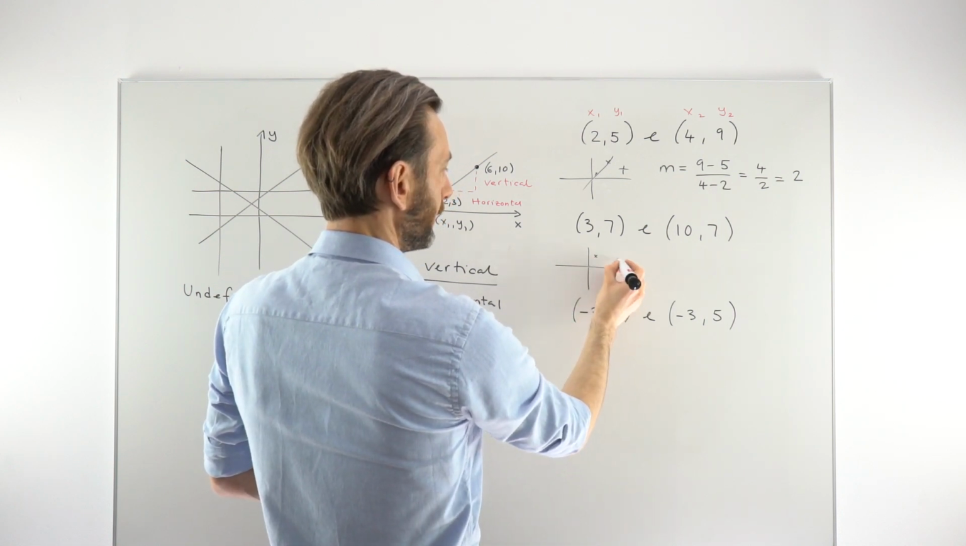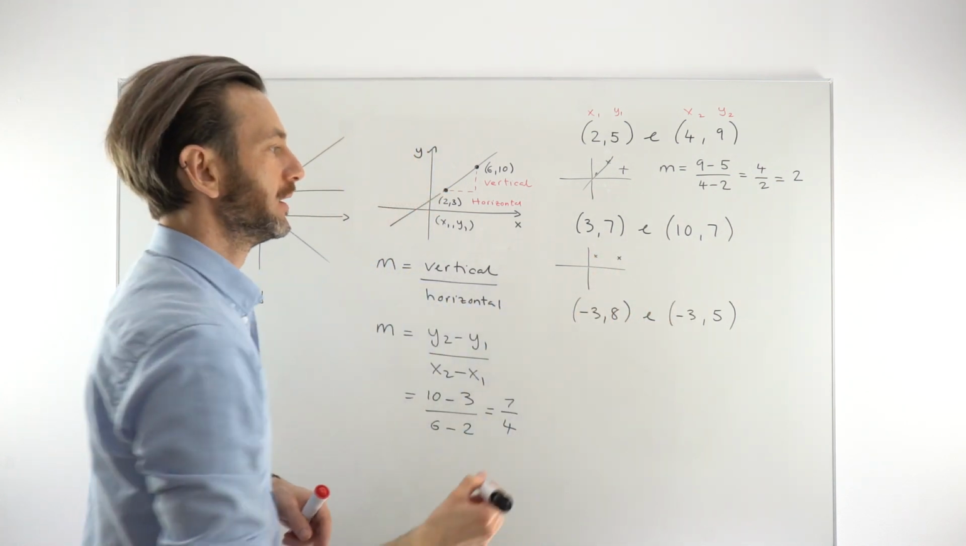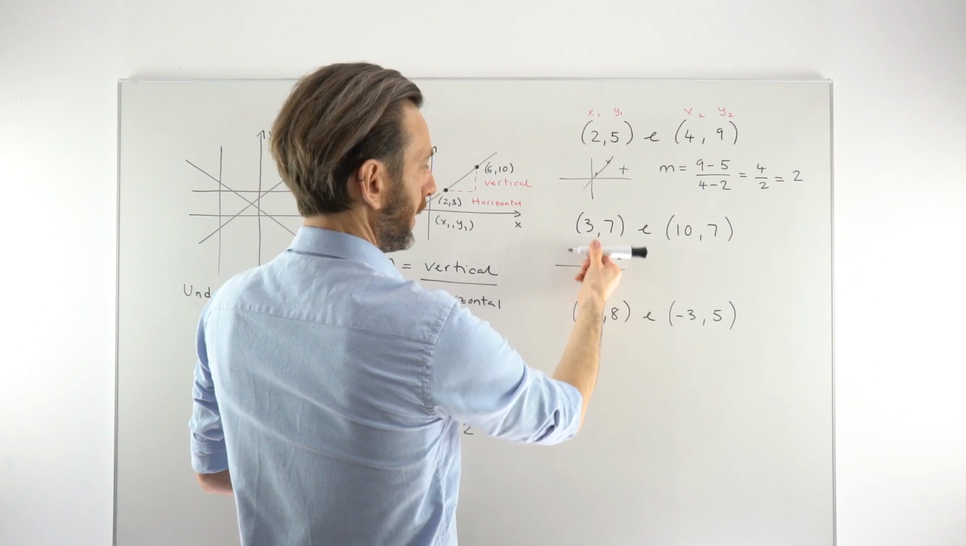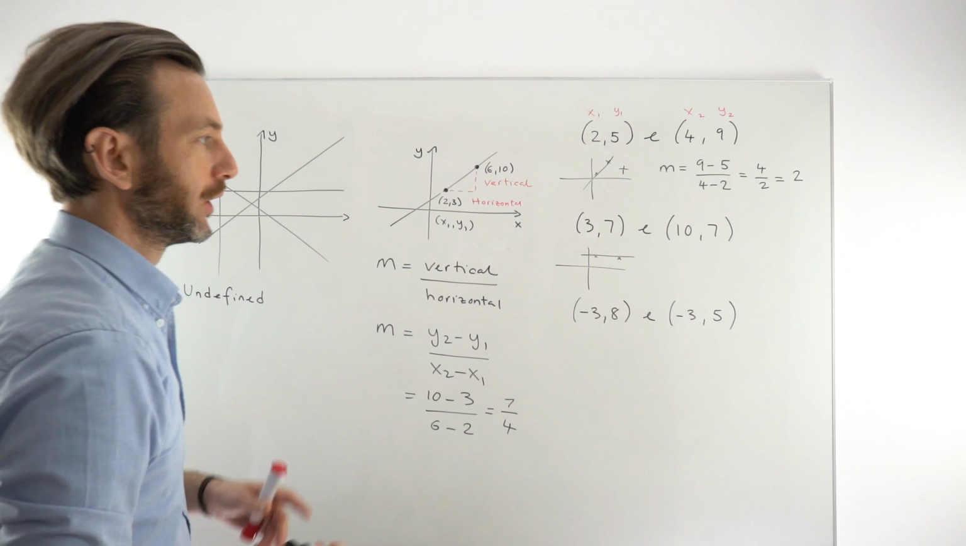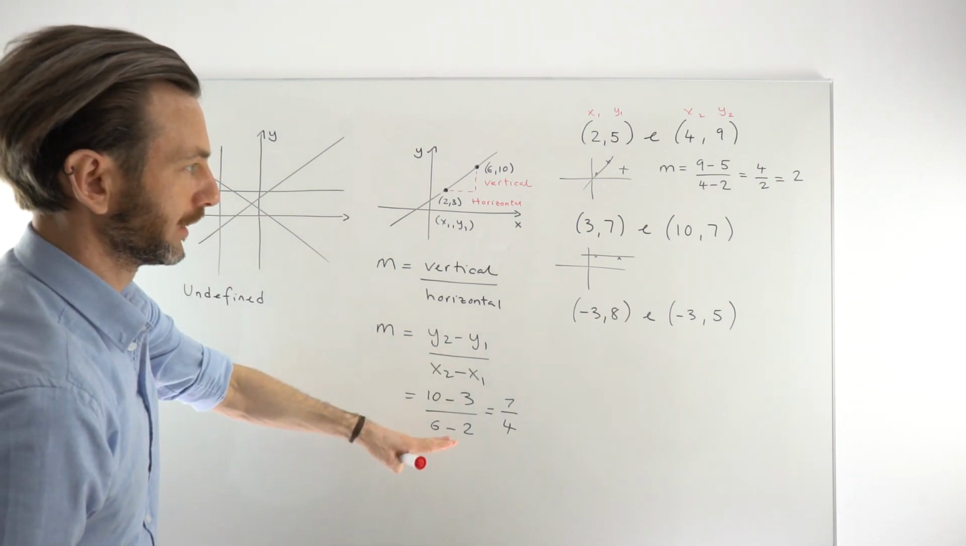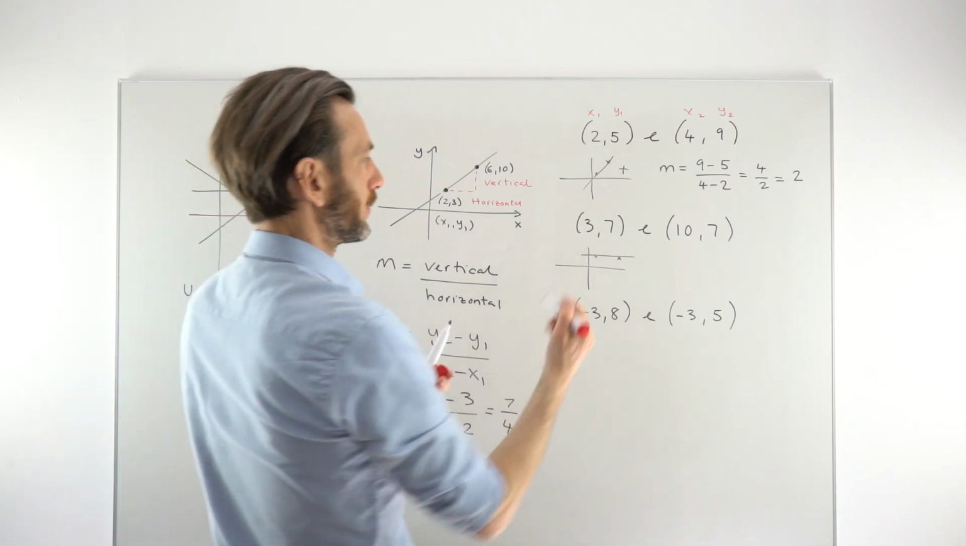10 along and 7 up, that's like there. So notice that the y coordinates here were the same. That means that the points are at the same height. So that means that this is going to be a horizontal line. We don't even really need to go through the formula because we should get a 0 when we put the numbers in, but let's just do it anyway for illustration.